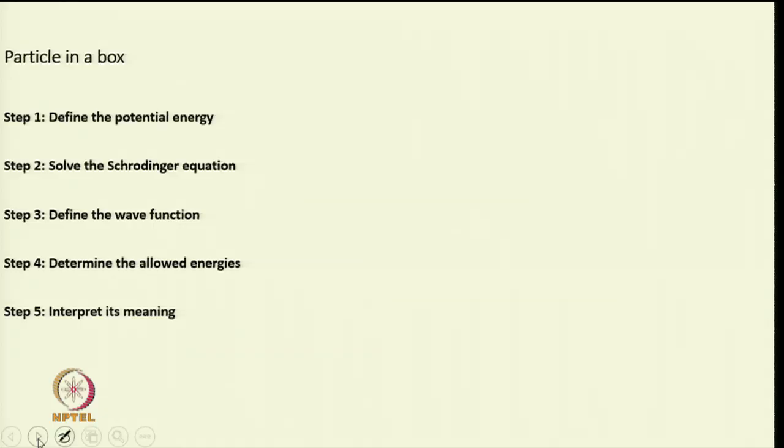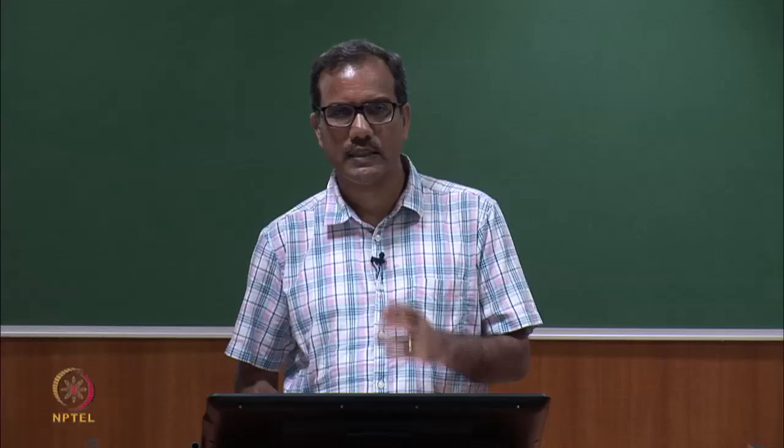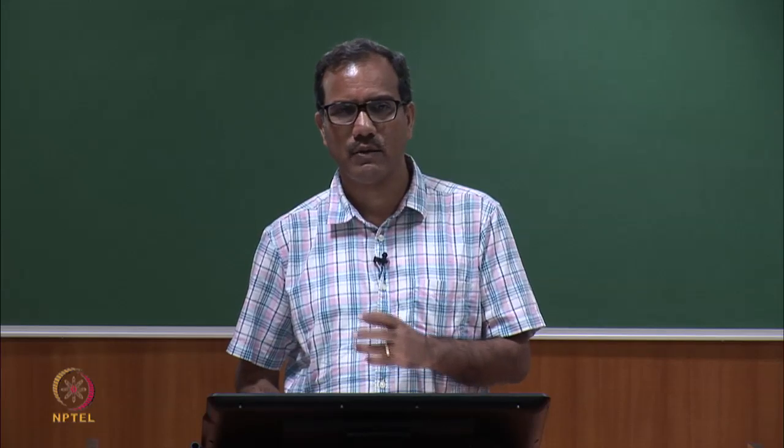Now, let us discuss particle in a box in detail. The first thing we need to write is the Schrodinger equation. For that, we need to know the potential energy, and when we write the Schrodinger equation and solve it, we will get the wave function and the allowed energies. Once we have the allowed energies, we can interpret the transitions between different energy levels and the lambda corresponding to those transitions.